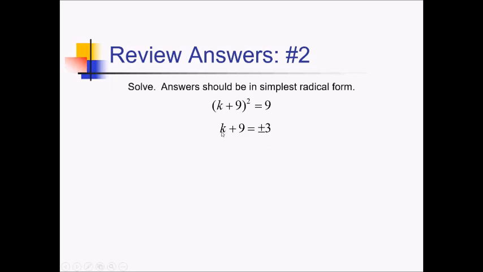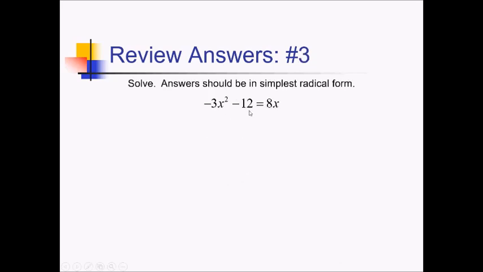And then I have to isolate k, so let me subtract 9 to the other side. That's going to be negative 9 plus or minus 3. Since I can combine negative 9 and 3, I have to do so to get two different answers. So if I do negative 9 minus 3, that's going to be negative 12. And negative 9 plus 3 gives me the other answer of negative 6.